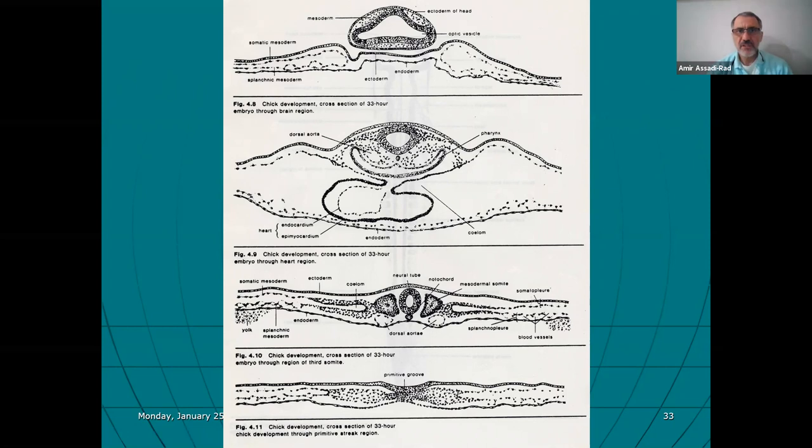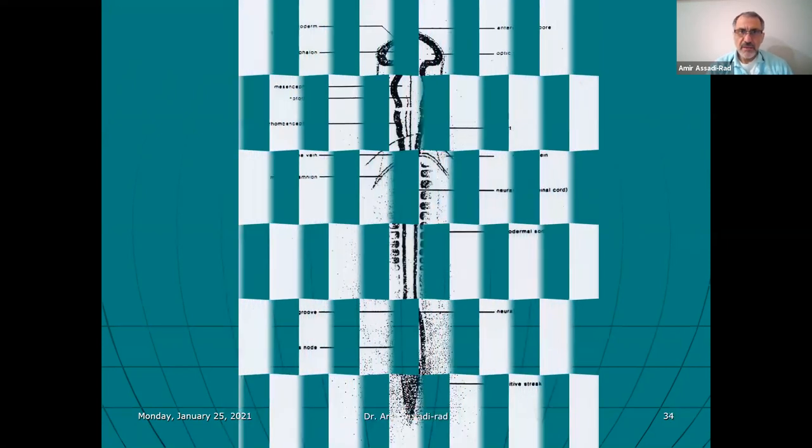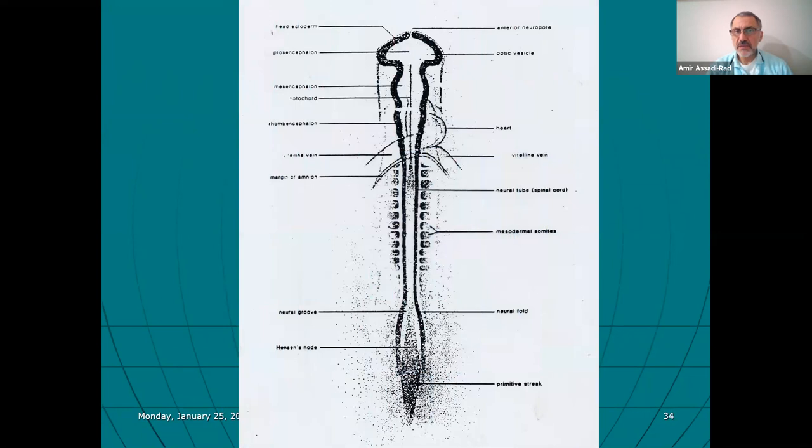So the very first top part is from the head region, and this is from the heart region, and this is from the somite from here. So from the head, from the heart, and then from somites lower down here, and toward the end of the animal, toward the posterior end of the animal, toward the tail. That's where you have it. Okay, and then of course this is the whole entire animal, the whole mount.